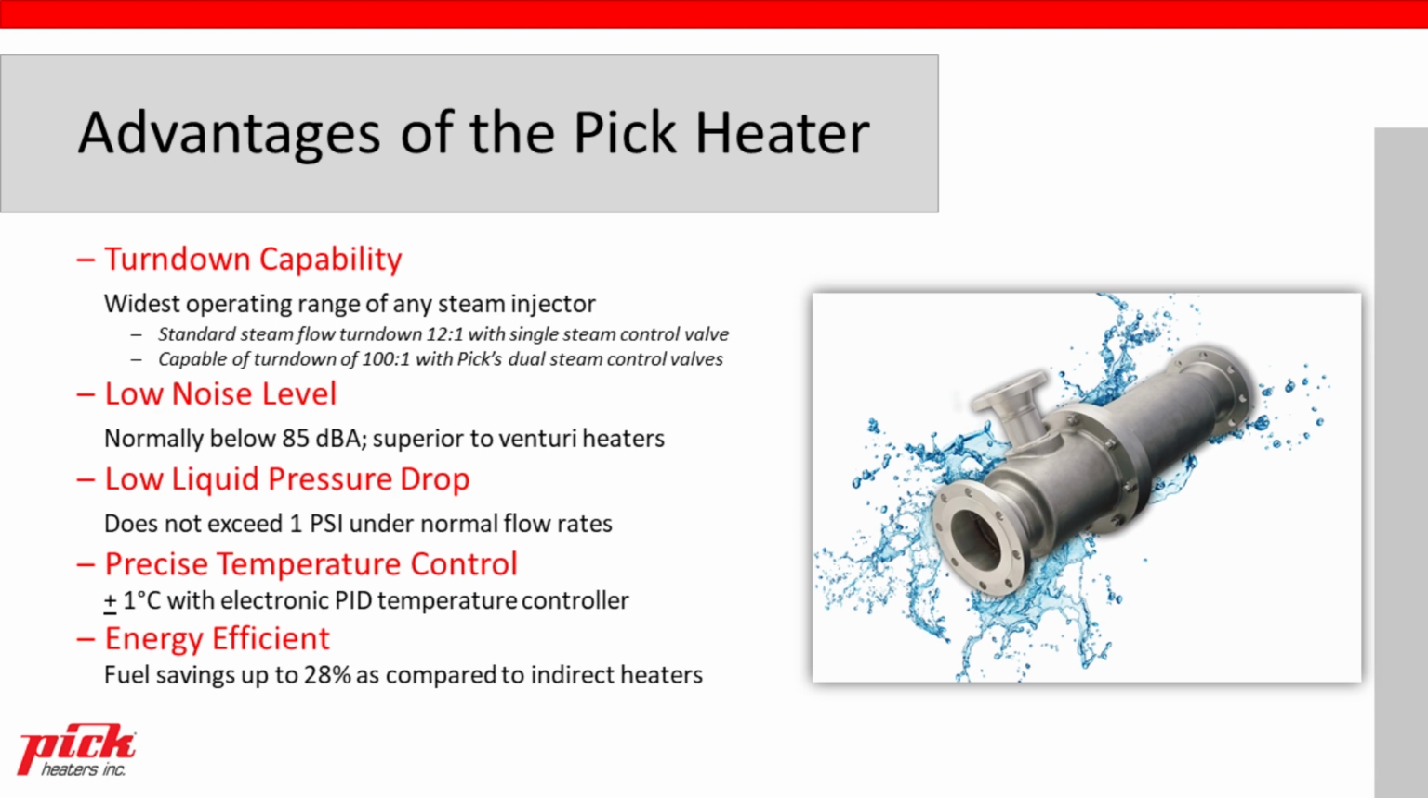Next, there's a low liquid pressure drop across this device. Typically it doesn't exceed 1 psi under normal flow rates and pipe sizes. It offers precise temperature control, plus or minus 1 degree C, with an electronic temperature controller. With a pneumatic temperature controller, you may not see quite that tight a temperature control, but many plants are moving to electronic temperature controls these days. And then energy efficiency. Because you're using all the BTUs in the steam, the fuel savings can be upwards of 28% as compared to indirect heat exchangers.